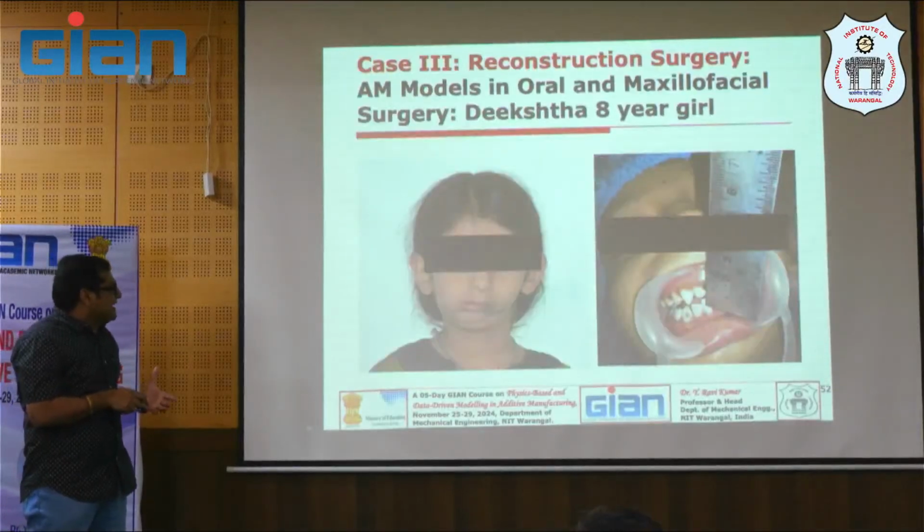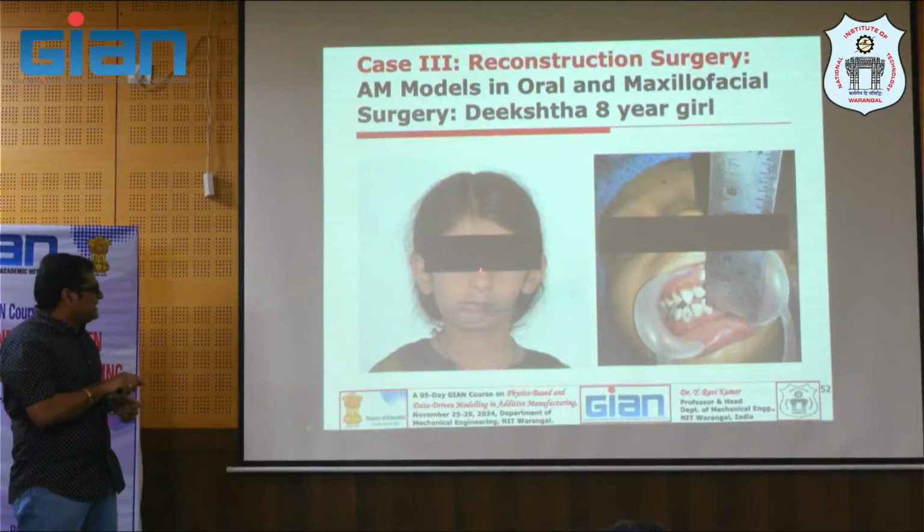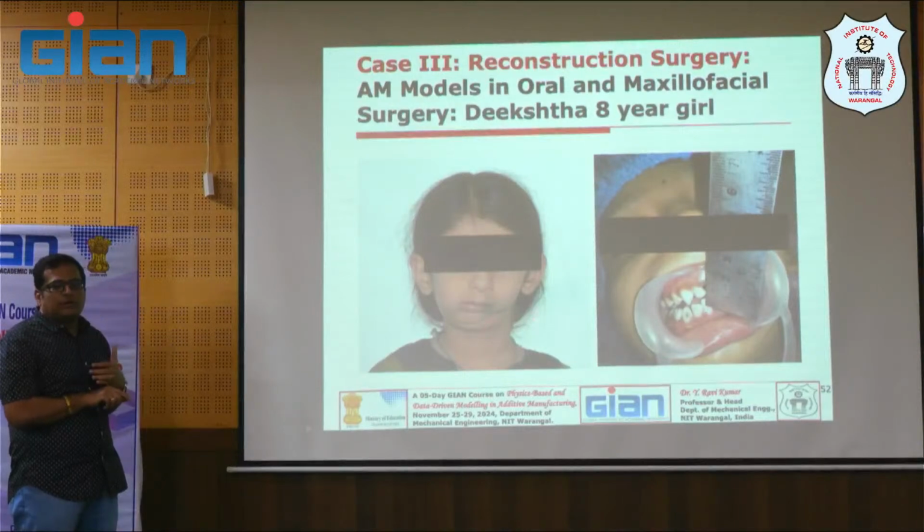And another case study is mandibular distraction osteogenesis. By birth, she had asymmetry, or the bone had not grown proportionately.